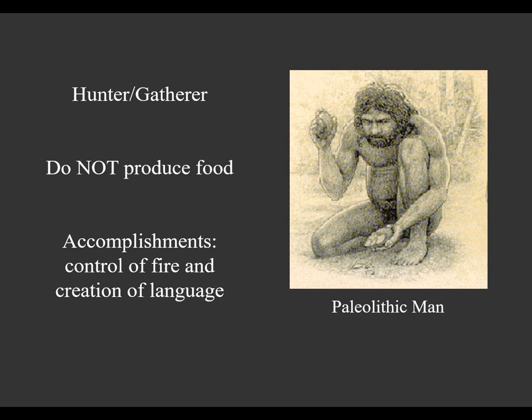So these kinds of earliest humans are inherently unstable. They move around a lot. They have to follow the food supply. They're very vulnerable to changes in weather patterns or the seasons.